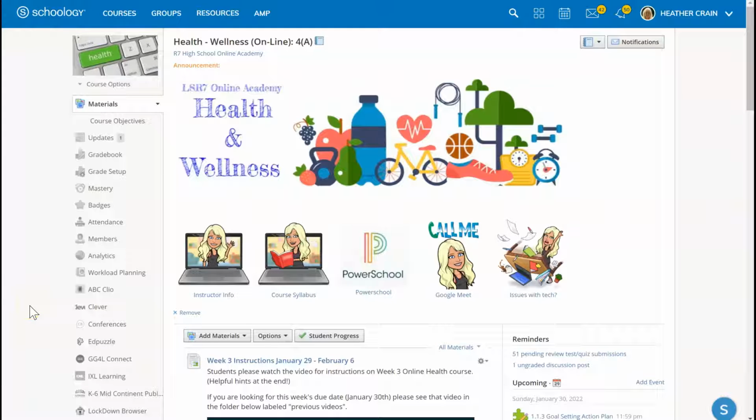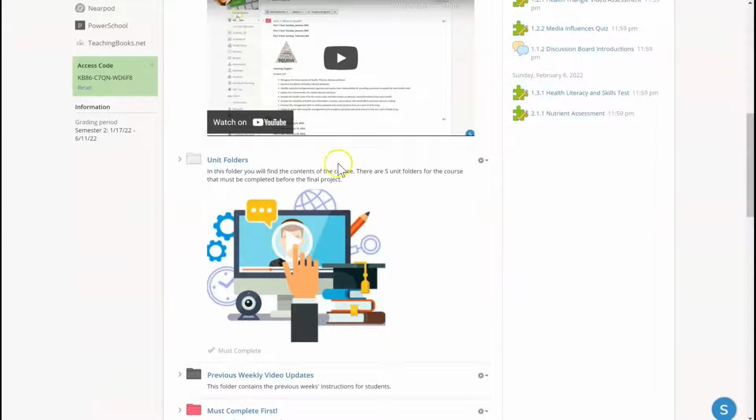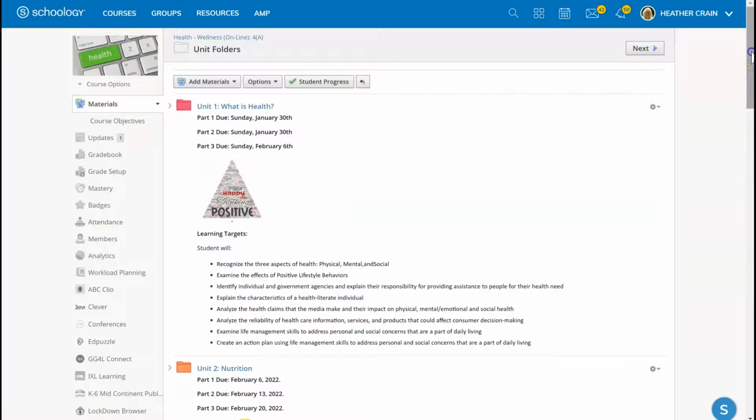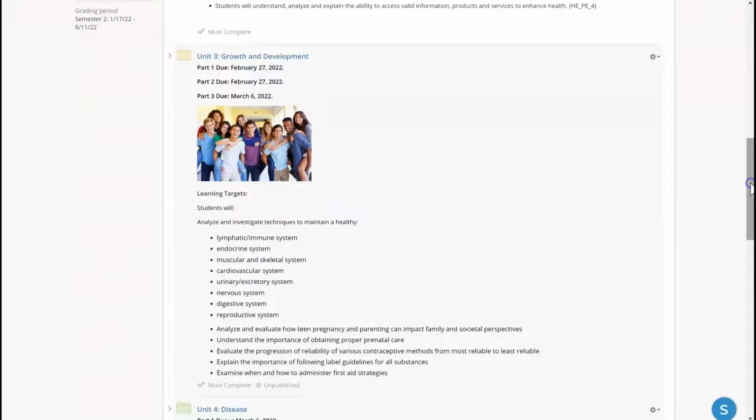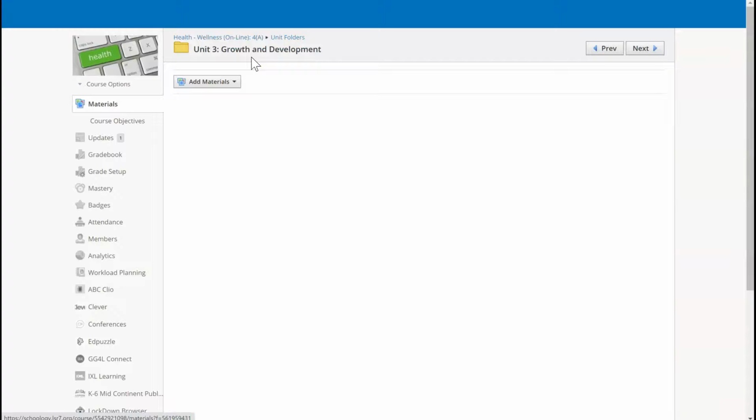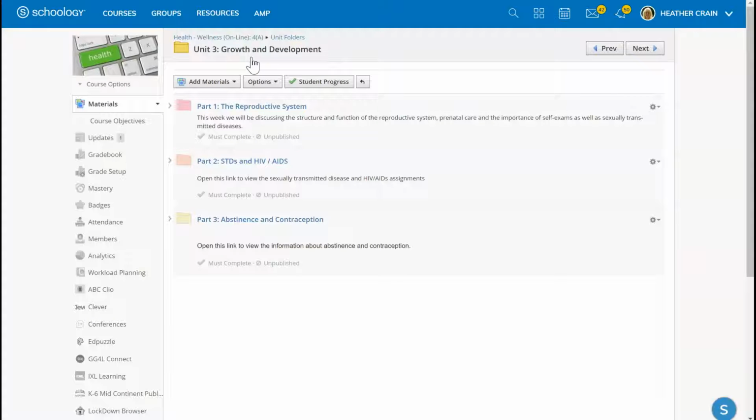This week we are going to be working through folder 3. So if we scroll down and get to our unit folders, unit 3 will be open, and that involves our growth and development unit. You can see there's 3 folders here. Part 1 and Part 2 will be open for you.